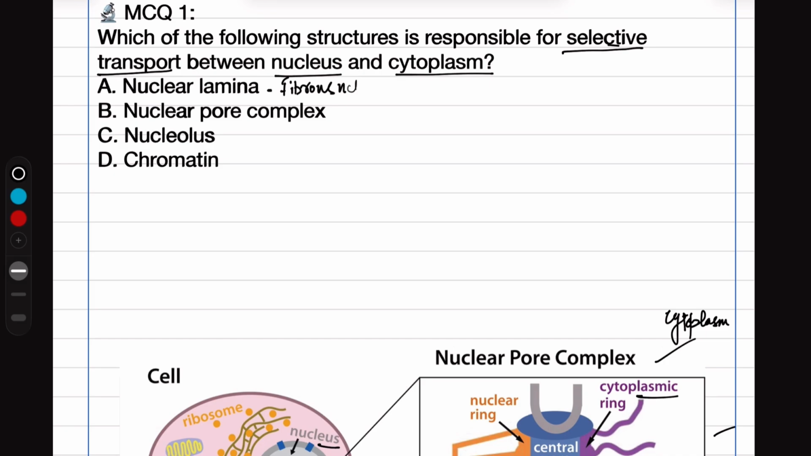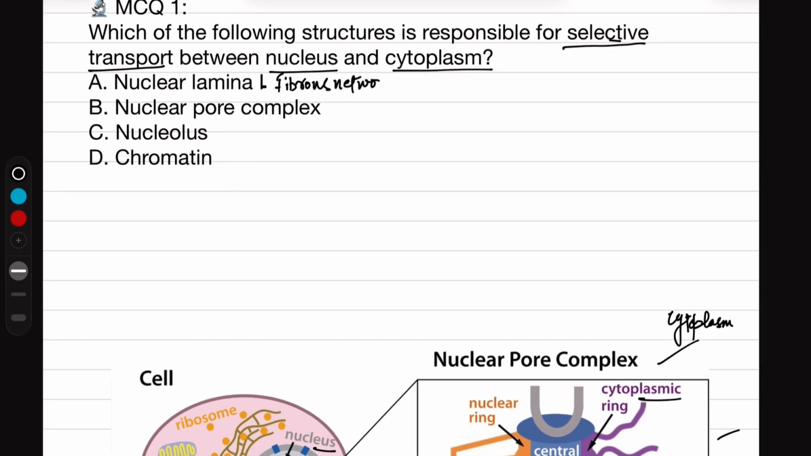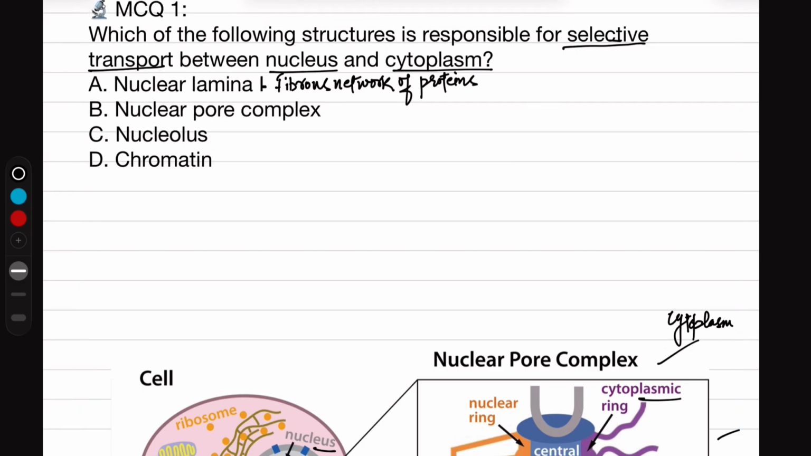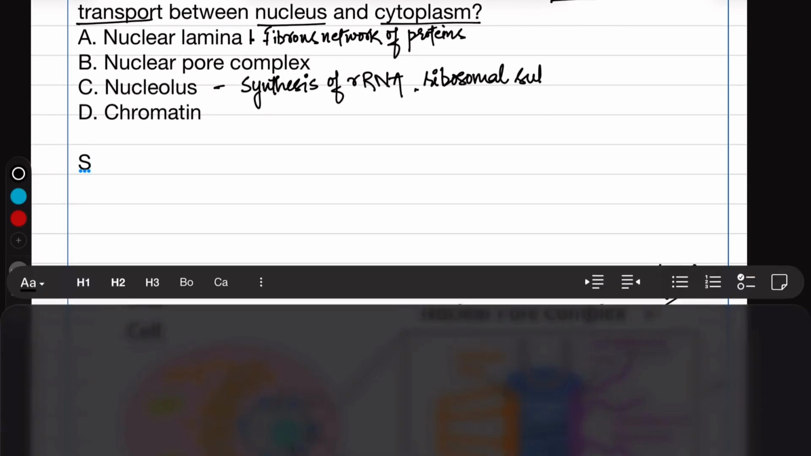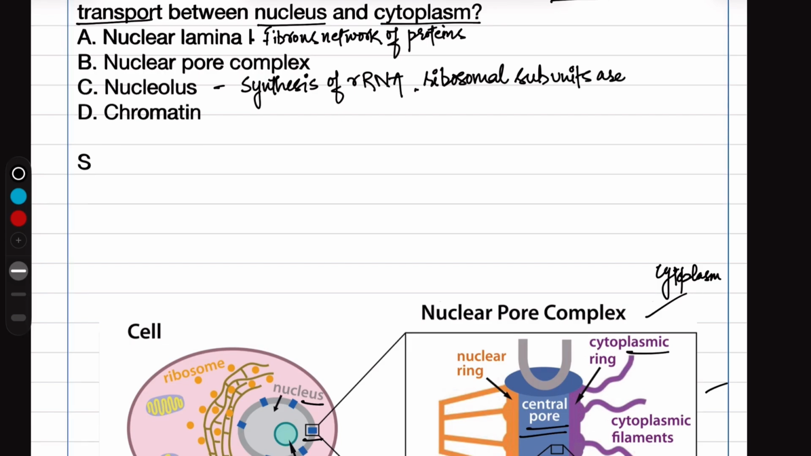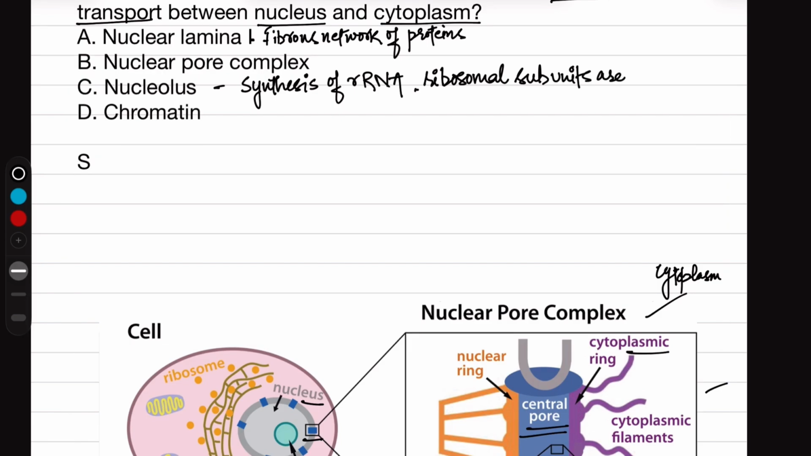Rest, we see that nuclear lamina is just a fibrous network of proteins, and the remaining options are nucleolus and chromatin. Nucleolus, you can see, is present inside of the nucleus, so it is not the passage between nucleus and cytoplasm. It is responsible for synthesis of rRNA, ribosomal RNA. Ribosomal subunits are assembled inside the nucleolus. So these are the roles and functions of the nucleolus. Chromatin is just a complex of DNA and proteins. It is not responsible for any kind of selective transport.